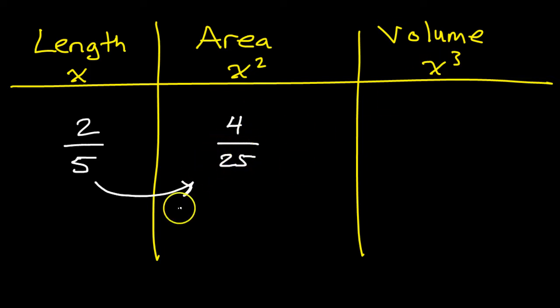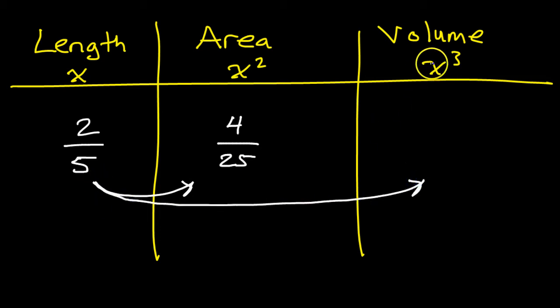And volume, again, has to be compared back to the original scale factor. And the volume is going to be the cube of the length scale factor. So 2 to the third power is 8, and 5 to the third power is 125.